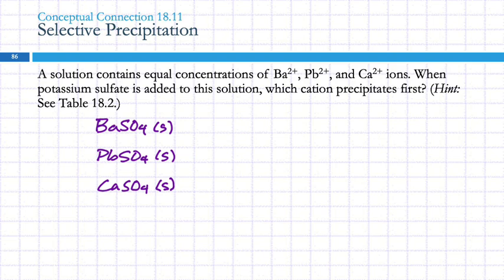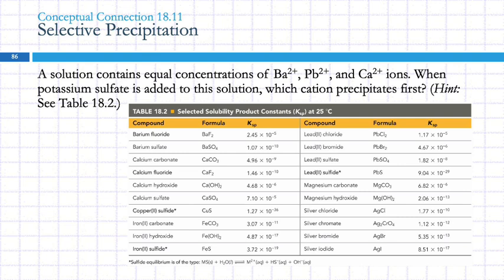If you add enough sulfate, they're all going to precipitate. But as you slowly increase the concentration of sulfate, one of these will start to precipitate before the others. How do we predict which one? Will it be the one that's the most soluble or the least soluble? The least soluble precipitates first as we're adding sulfate. How do we know which one's least soluble? Hint, see table 18.2. Conveniently there is table 18.2. I got tired of jumping around.